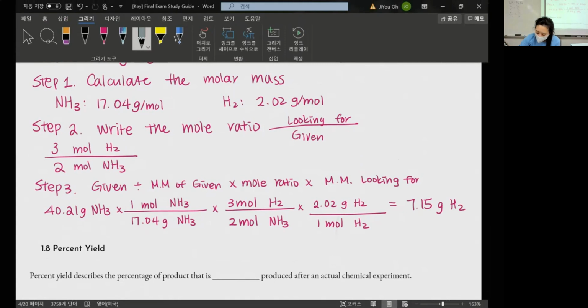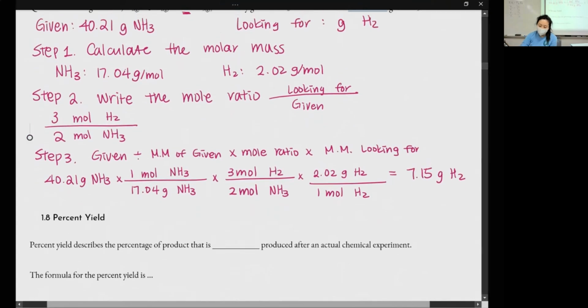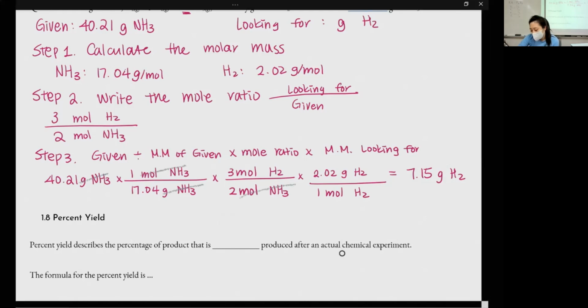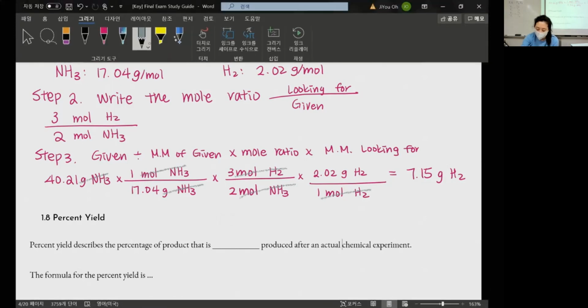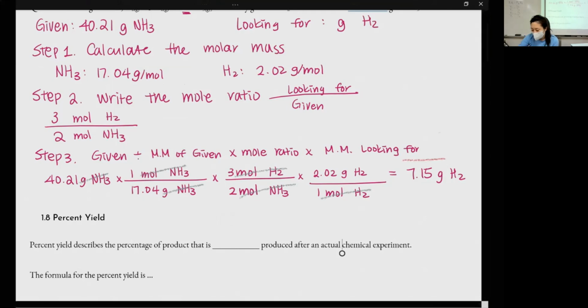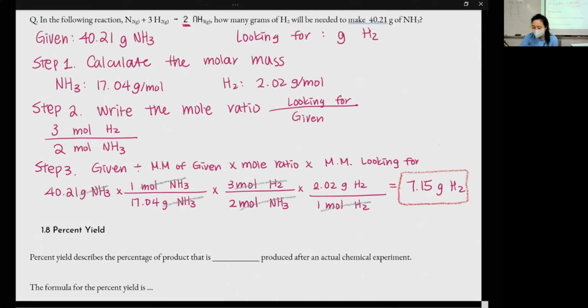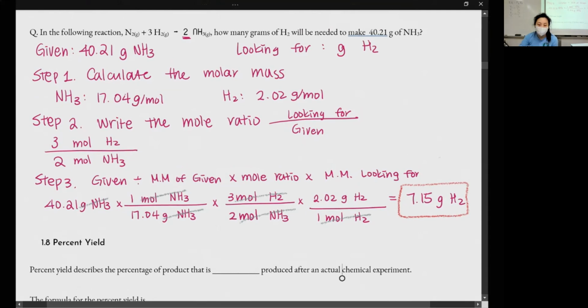All right. Let me go through which ones are going to get canceled. Grams of NH3, grams of NH3, mole of NH3, mole of NH3, mole of H2, mole of H2, and then finally you get grams of H2 left over as the unit, and this 7.15 grams of H2 will be the final answer. All right, so I'm going to stop here for part 1 of unit 1, and then I'm going to do part 2 of unit 1 later today.